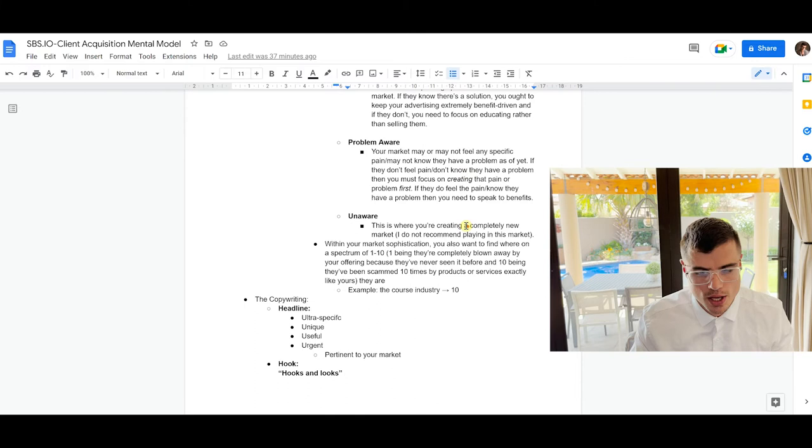Then we have problem aware. Your market may or may not feel any specific pain. They might have a problem, or they might not have a problem as of yet. If you don't feel pain, you don't know that you have a problem. So you focus on creating the pain or the problem first, bringing that awareness to the market. If they don't know they have a pain, you don't need to speak about the initial benefit. That's where a more educational piece will drop.